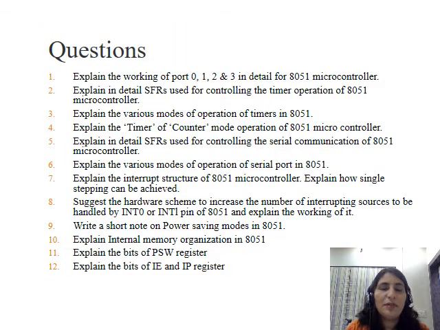So, students, this is about the pin configuration of 8051. You might have understood the pin configuration of 8051. So, these are some of the important questions which you can refer to in the module Basics of 8051.